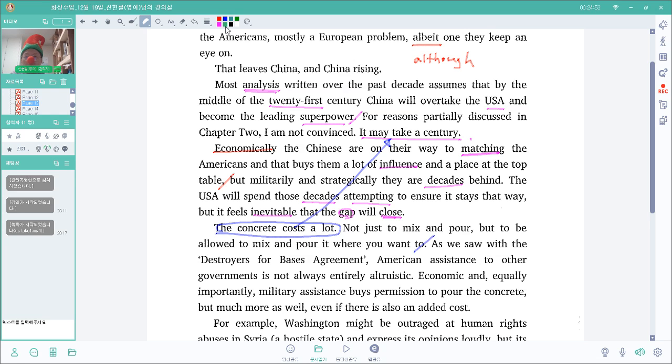As we saw with the destroyers-for-bases agreement, American assistance to other governments is not always entirely altruistic. Okay? Altruistic is giving, right? You guys remember. Giving without any expectation.